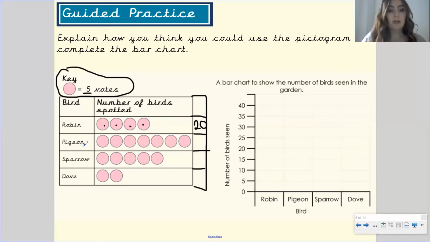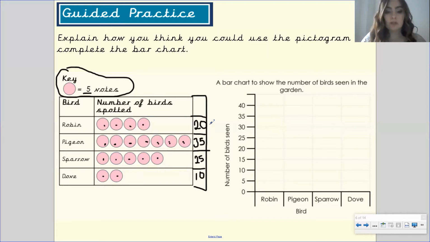Then if we have a look at the pigeons, we've got 1, 2, 3, 4, 5, 6, 7. And we know that each circle is worth 5. So we've got 5, 10, 15, 20, 25, 30, 35. So we saw 35 pigeons. And then the sparrows, 5, 10, 15, 20, 25 in total. And then the dove, 5, 10.